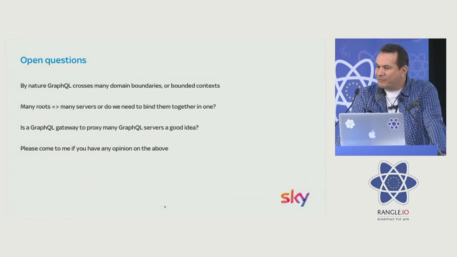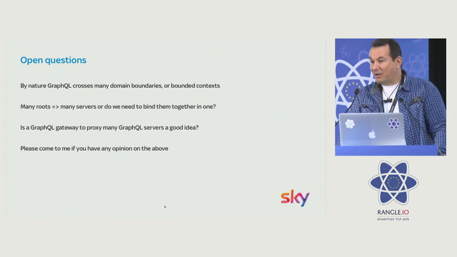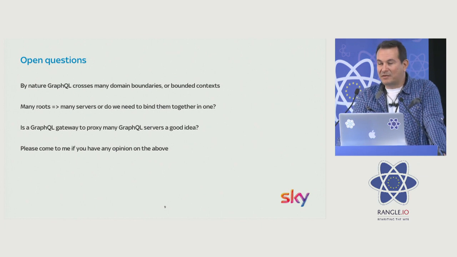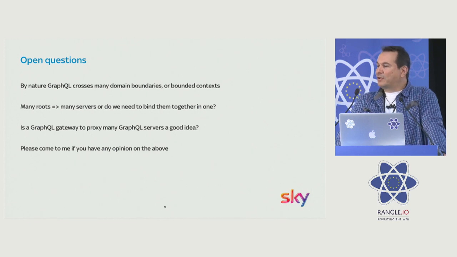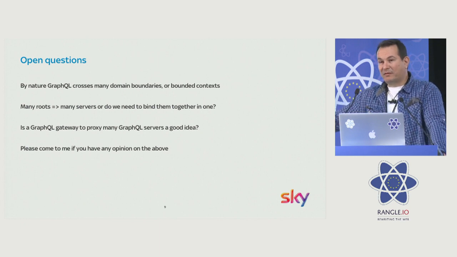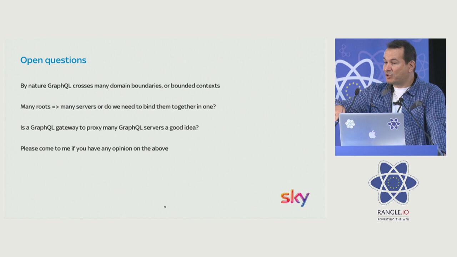There are some open questions for us, because we're just starting to use GraphQL in a large way. By nature, GraphQL crosses domain boundaries, the bounded contexts in DDD. For example, the logged-in customer in the online service is one persona which could be a root within the online service. But on the shop side of things, we may want to have the prospect as a root as well, because it's not a logged-in customer. Maybe the customer isn't a customer yet.